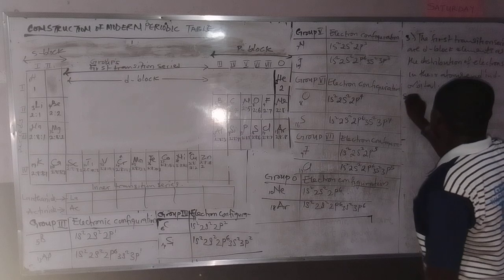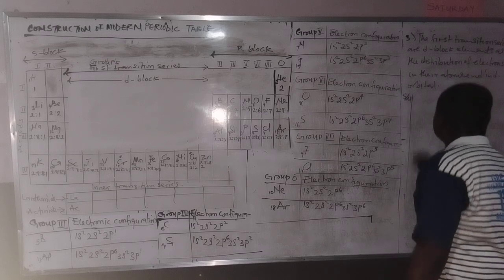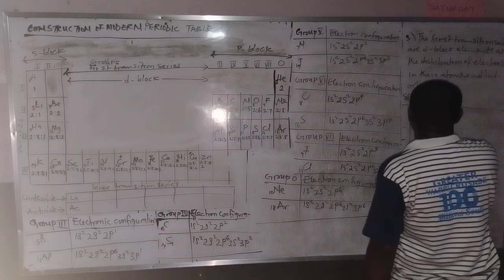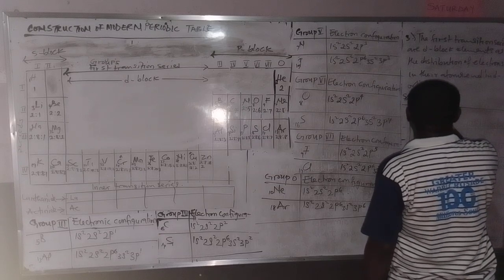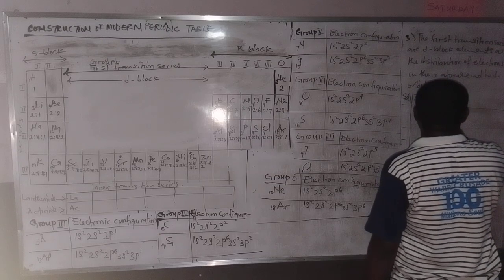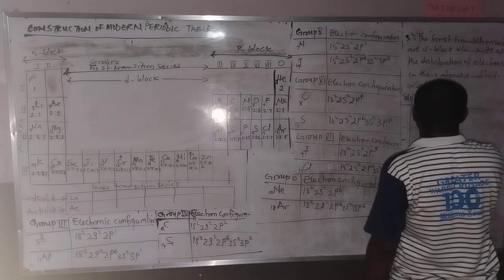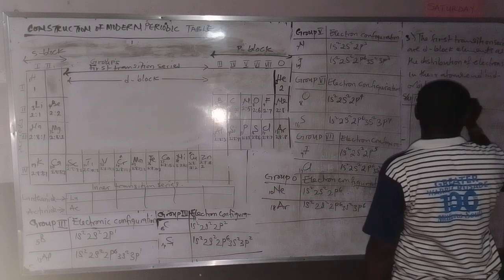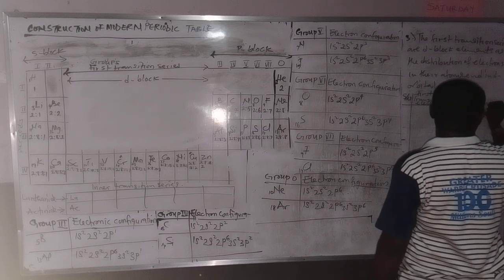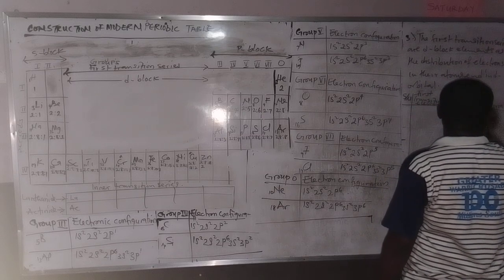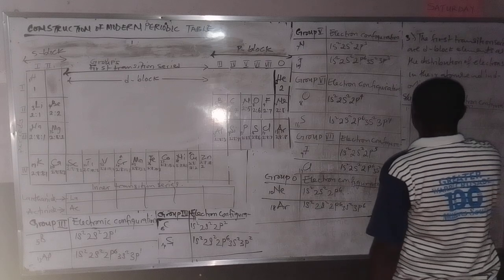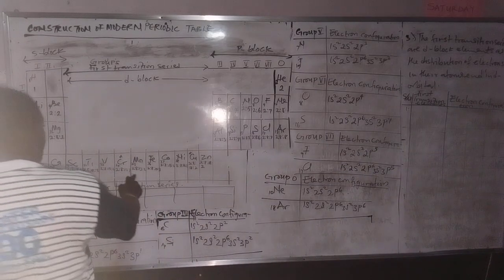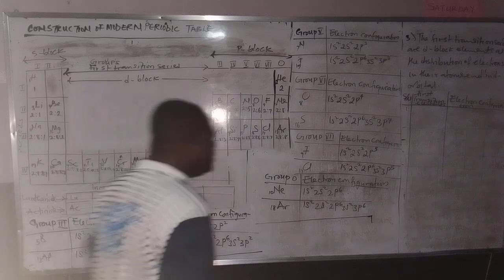Let's check that. Transition elements, first transition elements, then electron configuration. So the first one is scandium. We have scandium, titanium, vanadium, chromium, manganese, iron, cobalt, nickel, copper, and zinc.